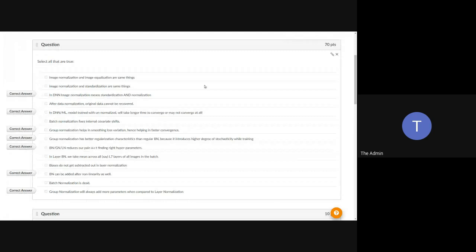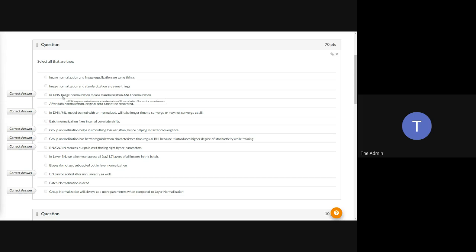Image normalization and image equalization are the same thing. It's not. We discussed this, right? Cool. Now, image normalization and standardization are the same thing. That's also not true. Standardization is basically pushing the data between 0 and 1. Then, in DNN, image normalization means standardization and normalization. I think the comma is missing here: in DNN, deep neural networks, image normalization means standardization and normalization. And the answer is correct. When we talk about normalization in deep neural networks, we need to do standardization, and the way we do that is by using just that two tensor.